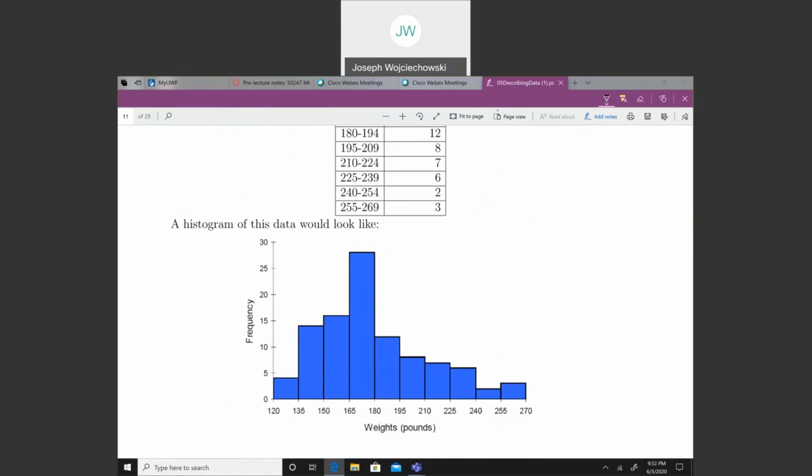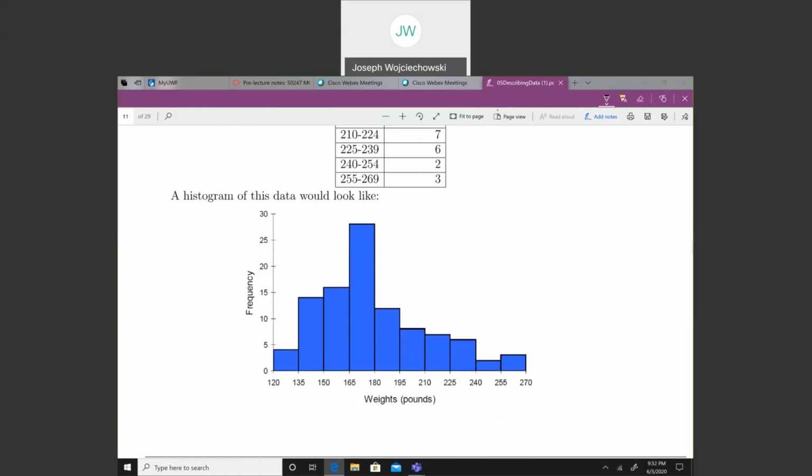The horizontal axis is a number line of some type. The only time you would not have these connecting is if there were no values, say, in here.